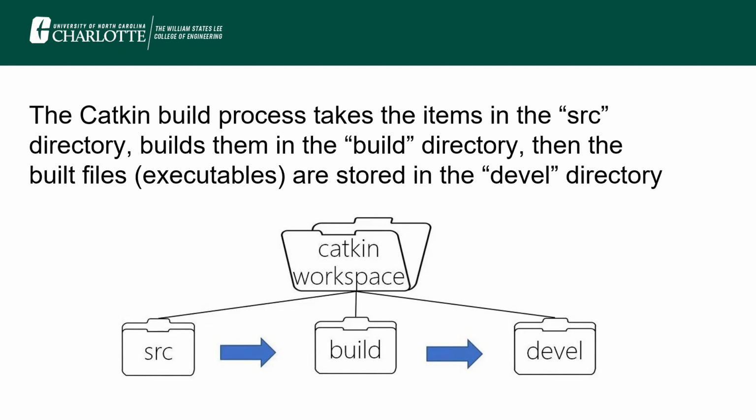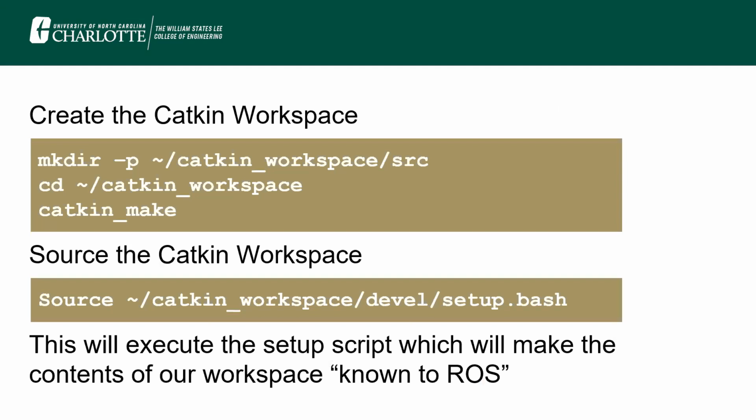So before we do anything, what we have to do is create a Catkin workspace. And we do that by creating a directory. So here I've got the commands for creating the directory and initializing it. What we have here is the bash commands for making a directory, and then moving into that directory with cd, which is change directory, and then we call catkin_make, which then creates the build process.